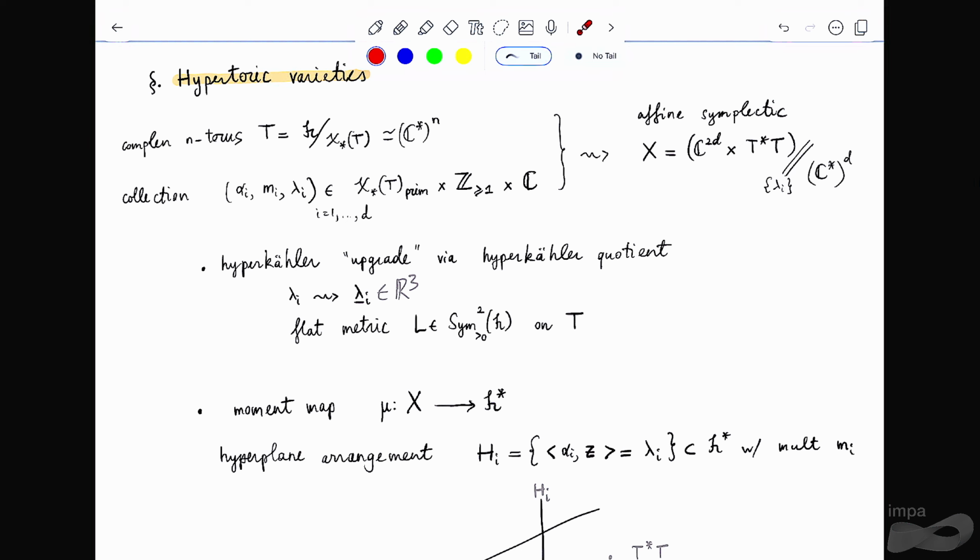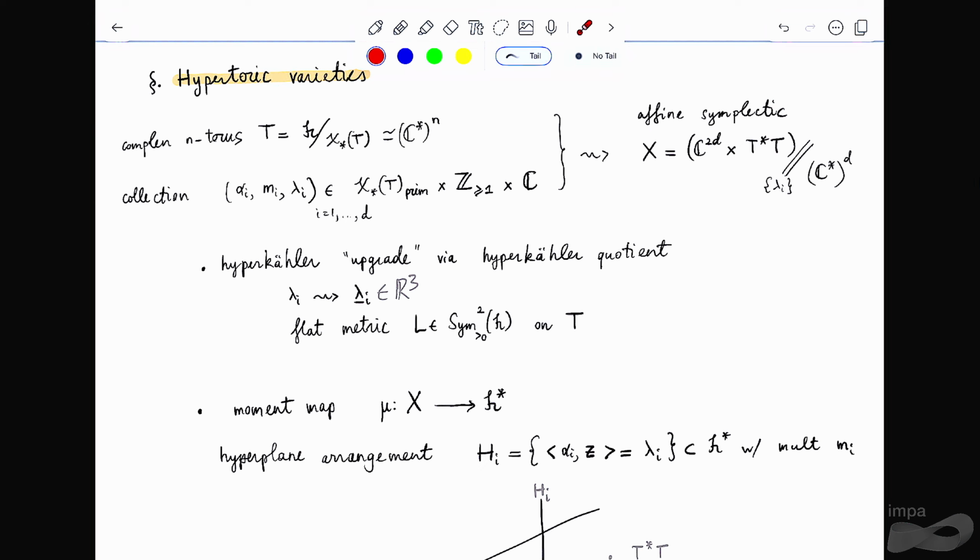And so now you have an action of C star to the D on this holomorphic symplectic manifold, which is just C to the 2D times the cotangent bundle of this torus. And you can take a holomorphic symplectic quotient, and the complex parameters lambda I are just the level set of the holomorphic symplectic moment map by which you're taking the quotient.